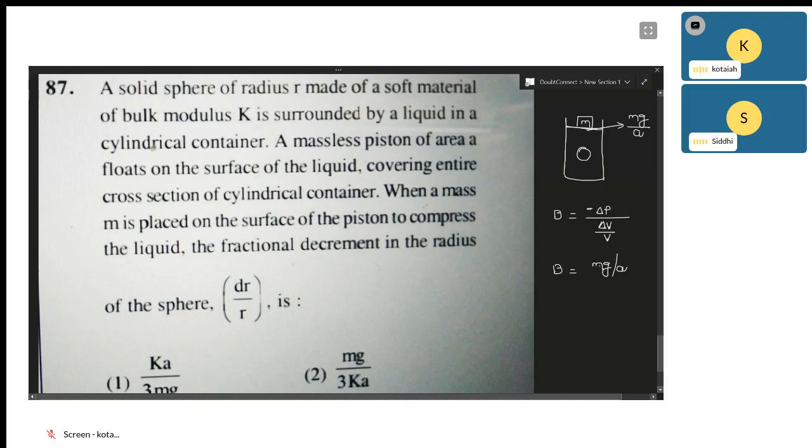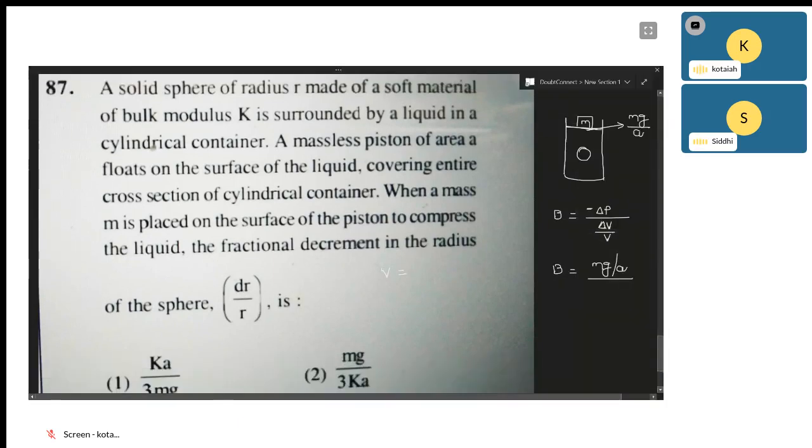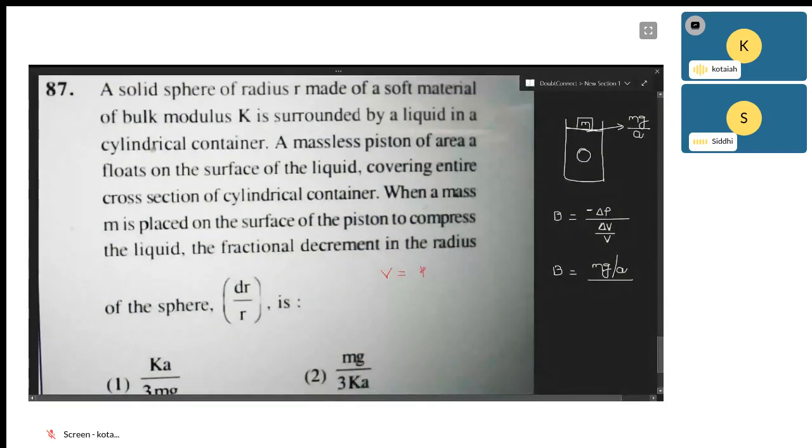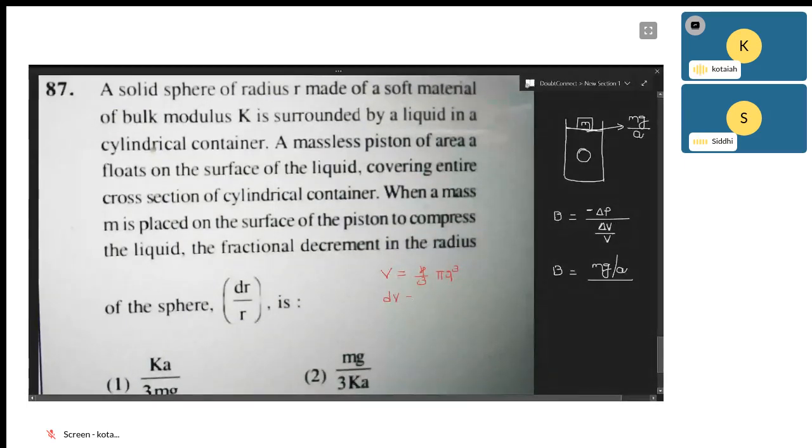By delta V by V. Now see, what is the volume of that sphere? What is the formula for volume of sphere? 4/3 pi r cube. Very good, super. They have given radius is r, so 4 by 3 pi r cube. Now I am going to differentiate this. So can I write dV is equal to 4 by 3 pi into r cube differentiation is 3 r square into dr.